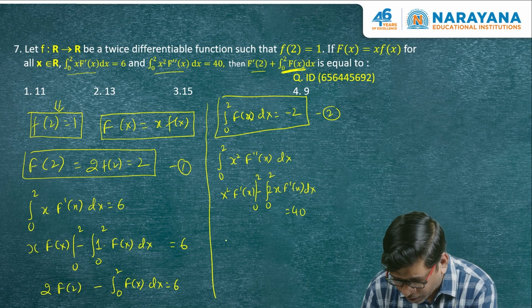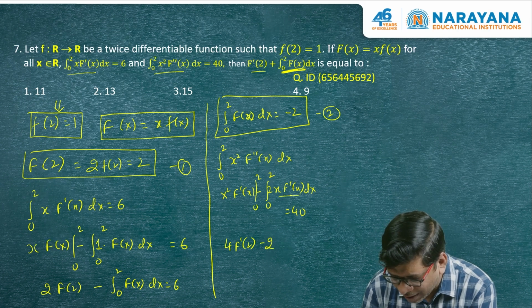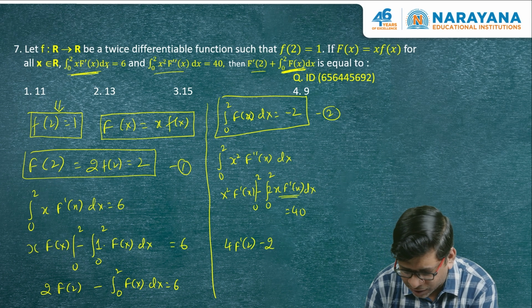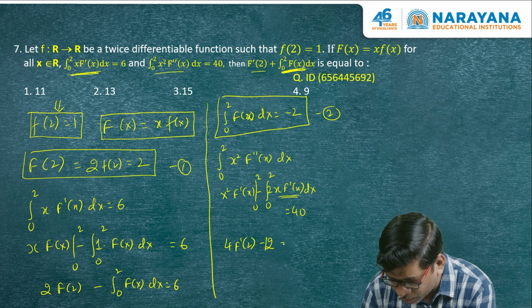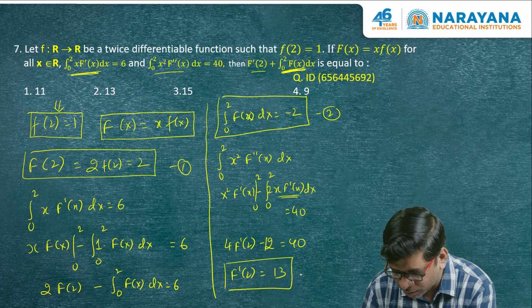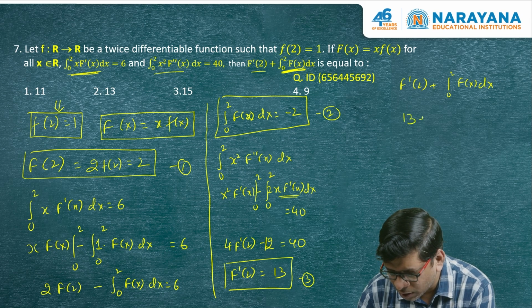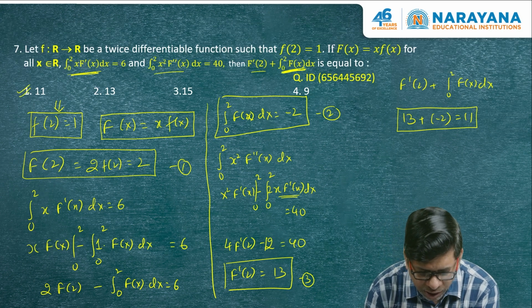If you apply the limit, this becomes 4 f dash 2 minus 2 times. Now x f dash x, it is given to us in the question, 6. So minus 2 into 6 is minus 12 equals to 40. So what is f dash 2? 52 by 4 means 13. So we got f dash 2 as 13. What are they asking? They're asking f dash 2 plus integral 0 to 2 f of x dx. Already we got f dash 2 as 13 and integral 0 to 2 f of x dx as minus 2. Correct answer is 11. So 11 is the correct answer, which is option A.